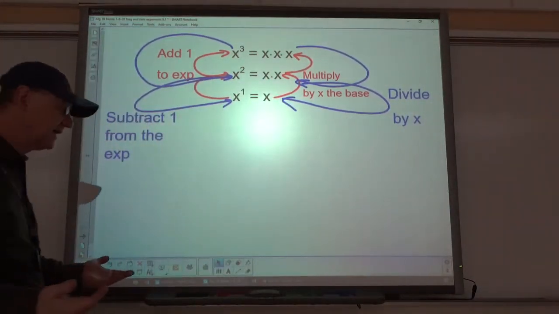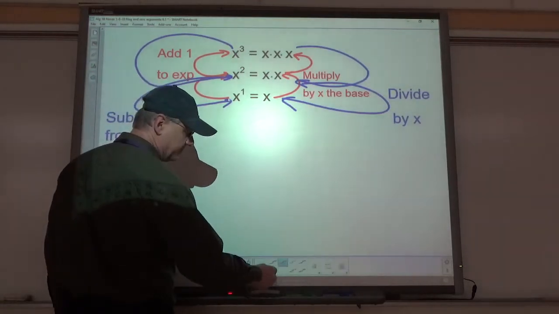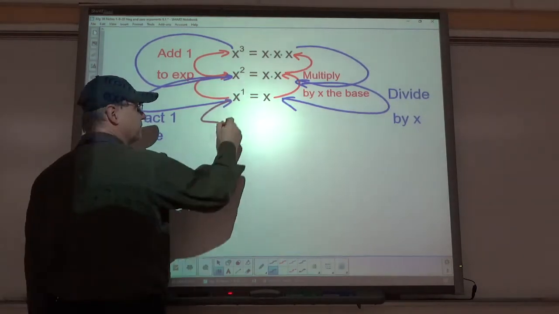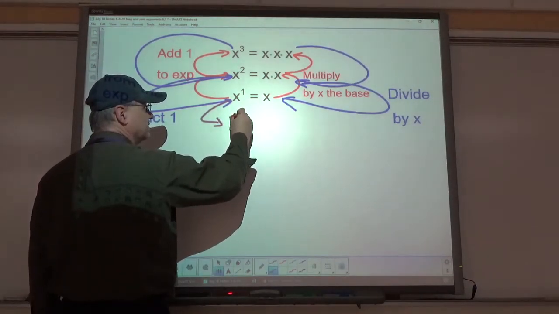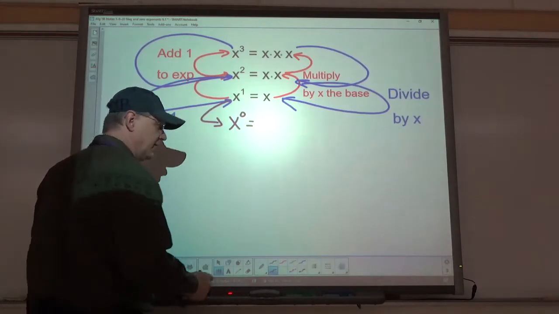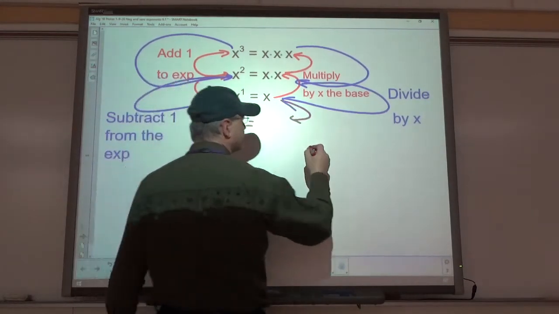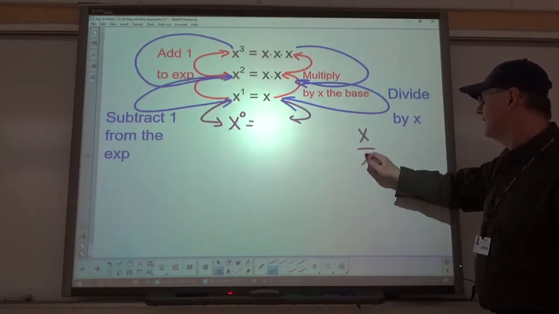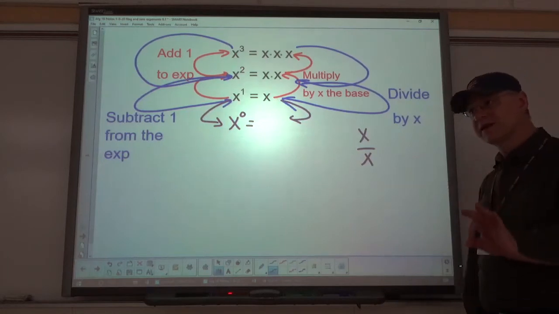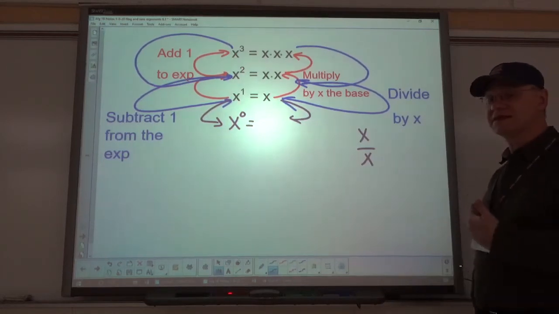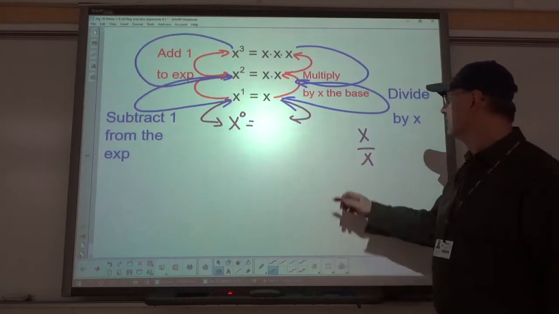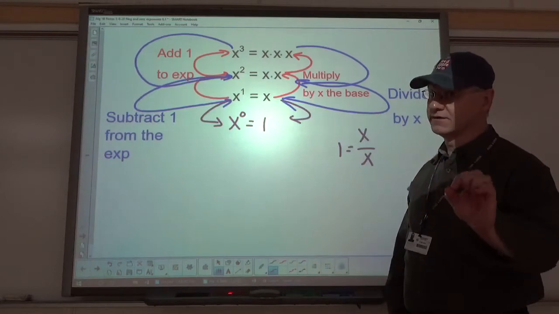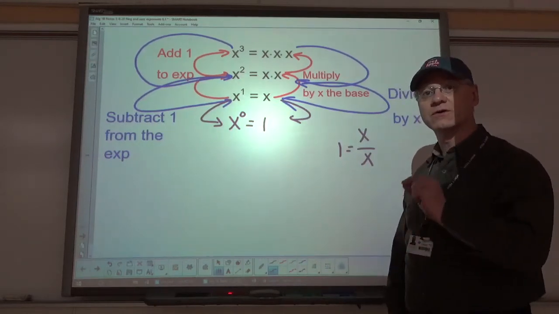All right, what if I continue to do that? If I were to continue and take 1 away from the exponent, that gives me 0. Now, what happens on the other side? Well, I'm going to take x and divide it by the base, x. Well, with the exception of 0, anything divided by itself is 1. So anything other than 0 to the 0 power equals 1.